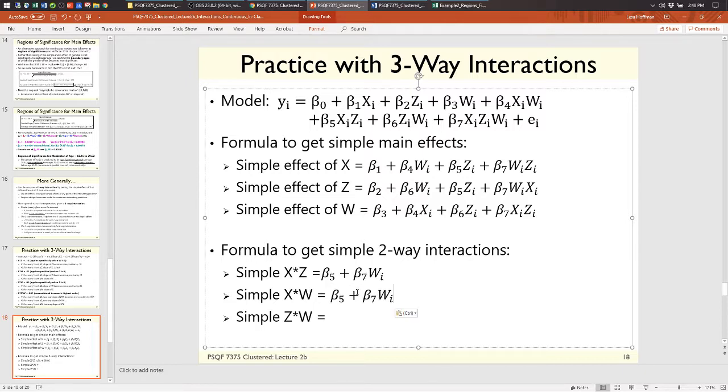How about x by w? That's 4. Beta 7 still? But times z, yeah. And last one, 6. And the one that's missing, x. Yeah, see, not so hard, right? So the same thing could happen. You can have a significant three-way interaction and have nothing else significant because it depends on where the model is centered. It could totally happen.